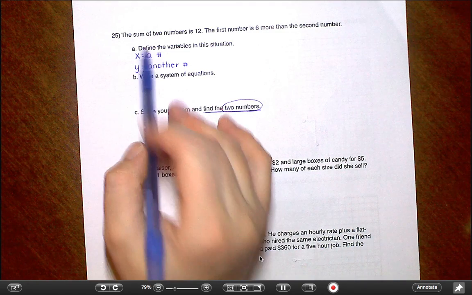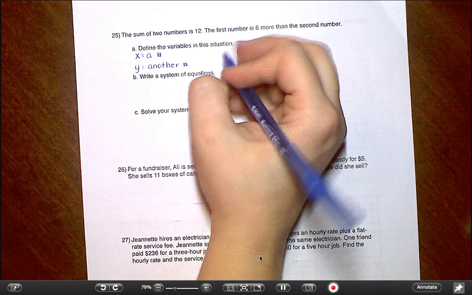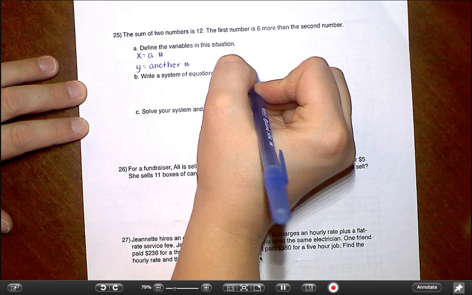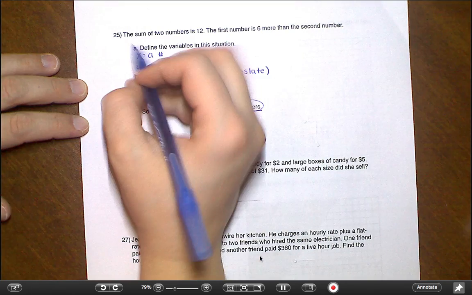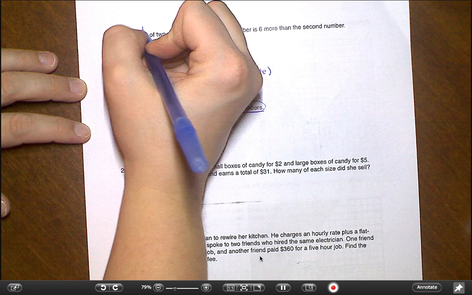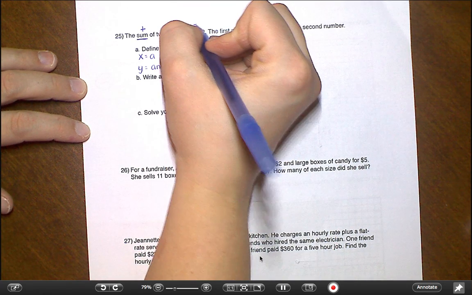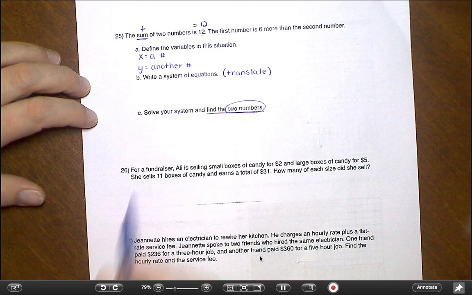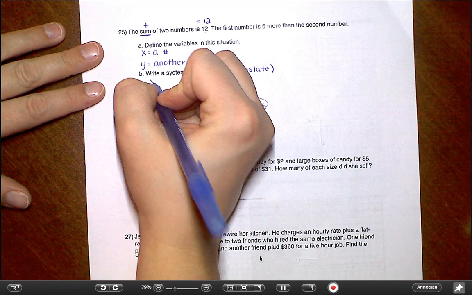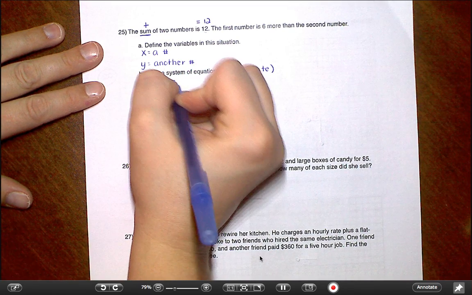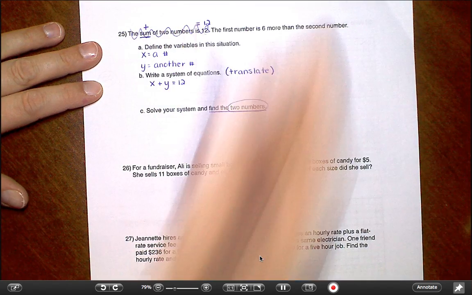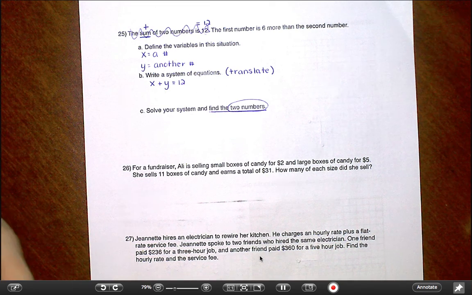Now, write a system of equations. This is where I'm going to translate the information I have in the word problem into equations. My first sentence says the sum of two numbers is 12. Sum means addition, and then it is 12, so that means it equals 12. So I'm taking my two numbers, my x and my y, adding them together and having it equal 12. x plus y equals 12. That's my first sentence. Now, I've used all of this information. I'm not going to put the 12 or any other number into my next equation.